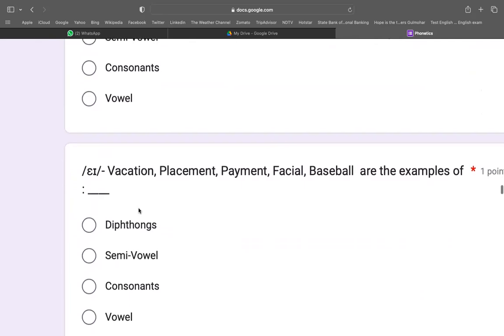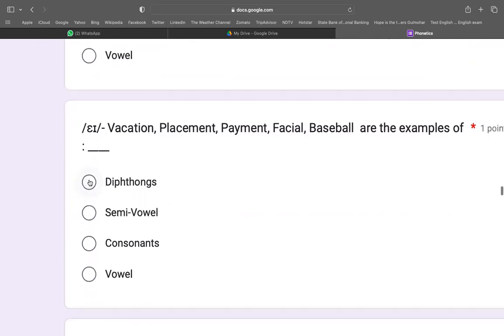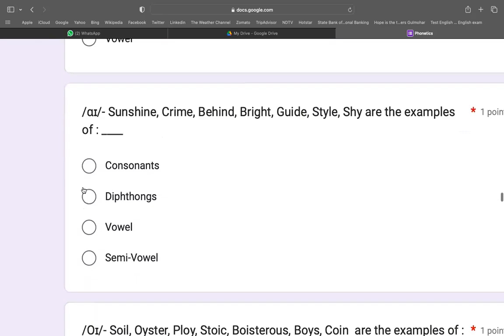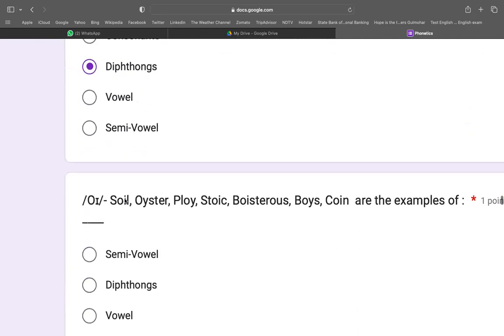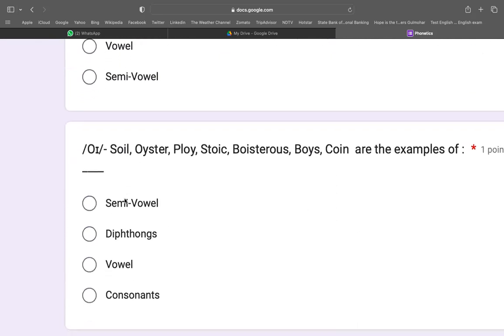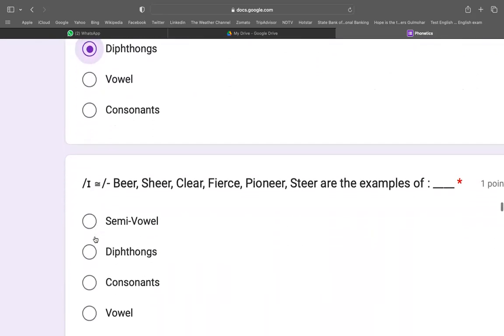It's a diphthong. Now again, the next one: vacation, placement, payment, facial, baseball are the examples of what? Again, diphthongs, right? Sunshine, crime, behind, bright, guide, style, shy are the examples of again diphthongs, right? Again oil, soil, oyster, ploy, stoic, boys, and coin are also called diphthongs.